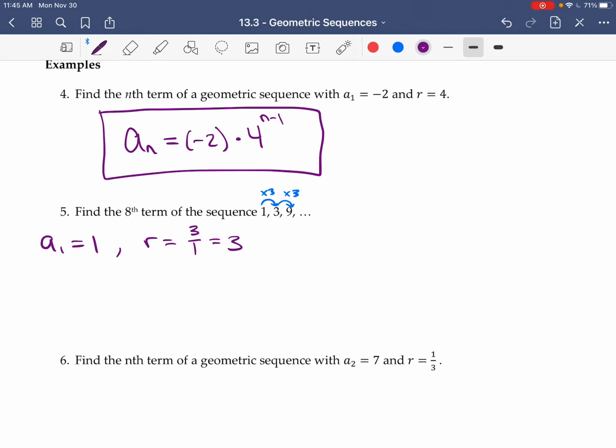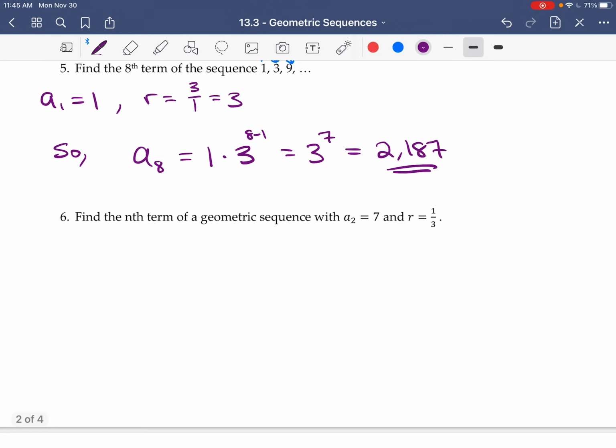So then A8, the 8th term, is going to be the first term times the ratio to the power 8 minus 1. So that's going to be 3 to the power 7, which is 2,187. So that's my 8th term in that sequence, assuming that it continues in the same manner.